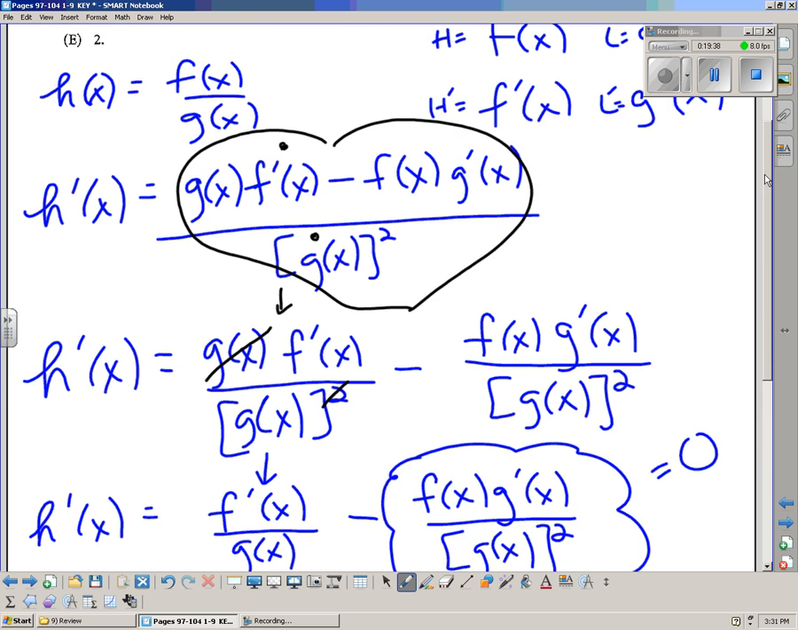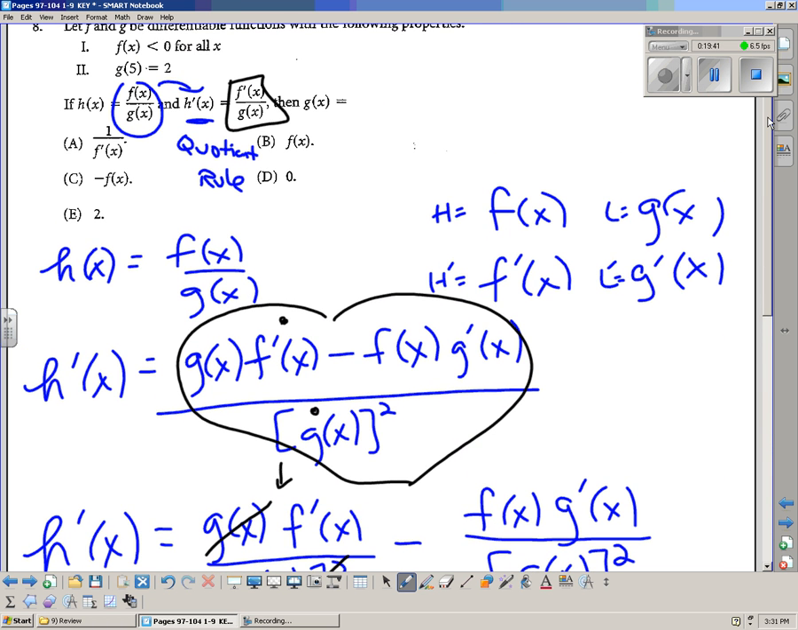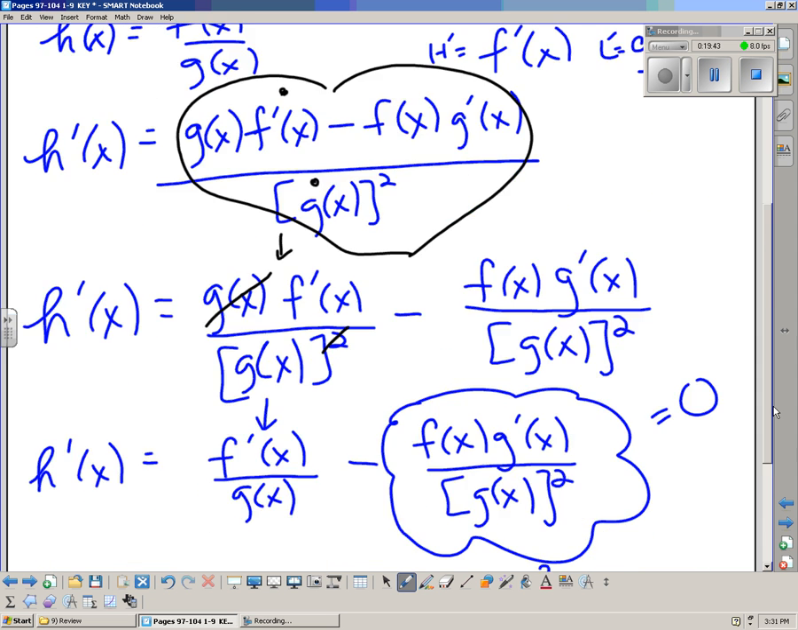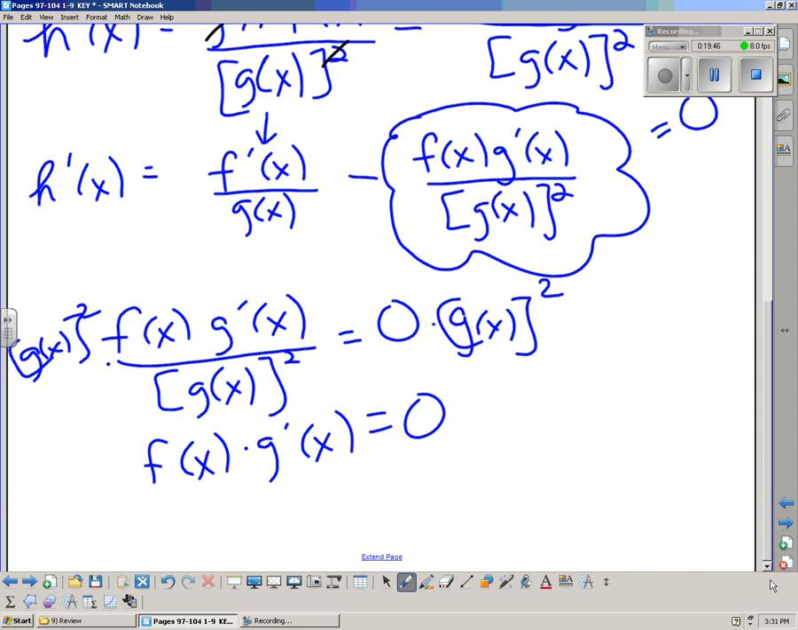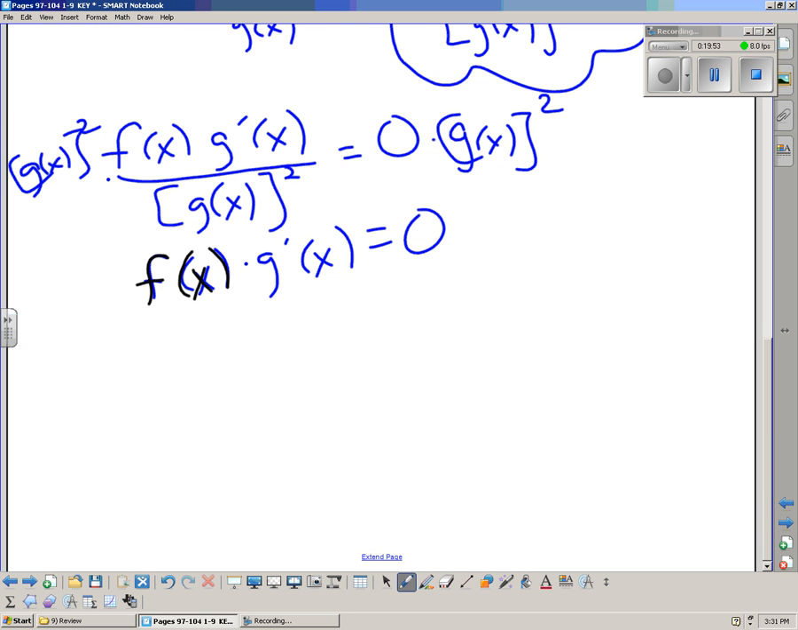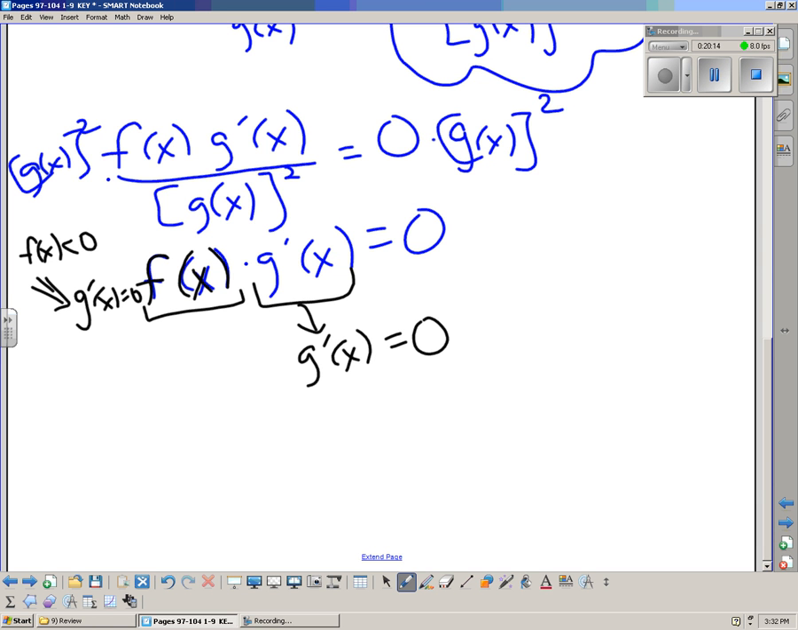So, going back up to the conditions, they were nice enough to tell us that f of x is less than 0. So this number, f of x, is always less than 0. If you have two numbers multiplied to 0, one of them, either f or g prime, had to be 0. However, since f of x was always negative, this forces g prime of x to equal 0.